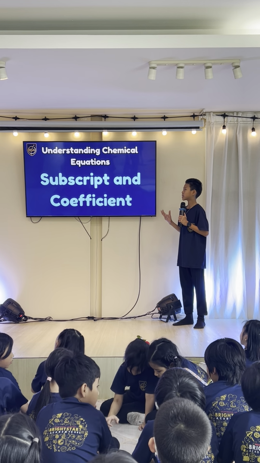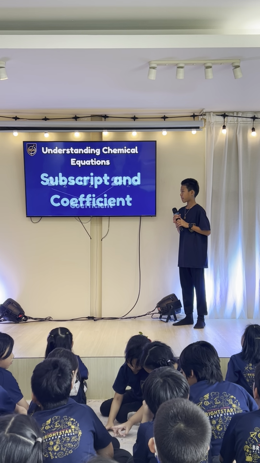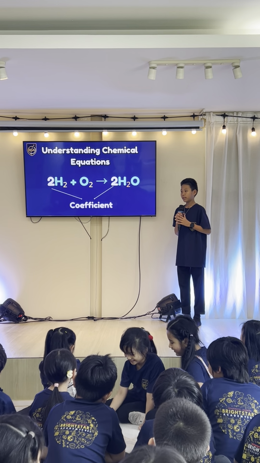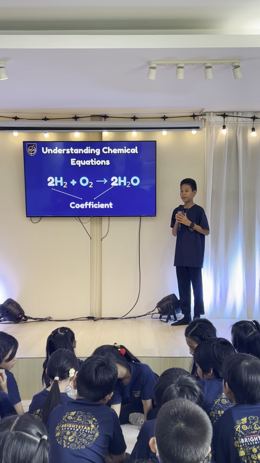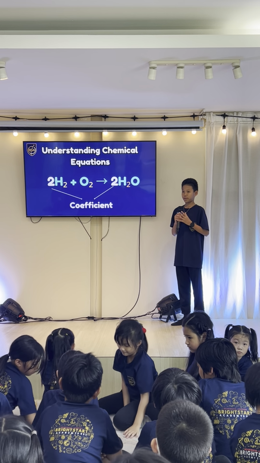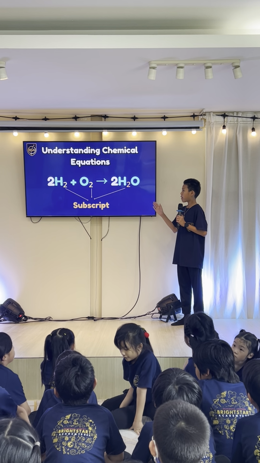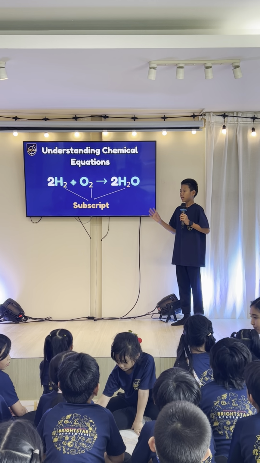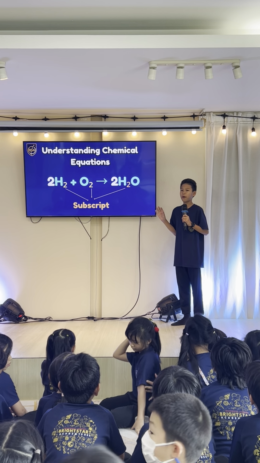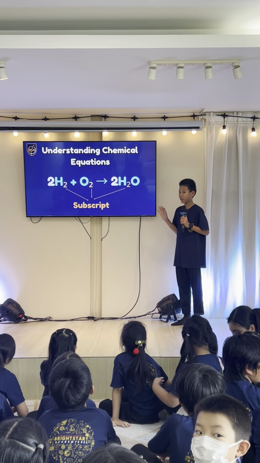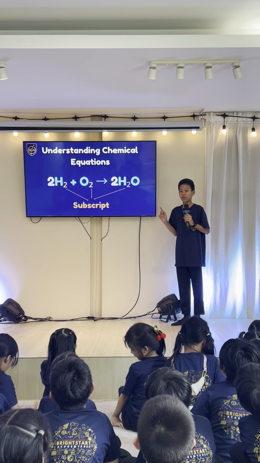Now let's talk about subscripts and coefficients. The big numbers are called the coefficients. They are used to balance chemical equations. They can be changed. The small numbers are called the subscripts. The subscripts determine the number of atoms for each element before we start. They cannot be changed.